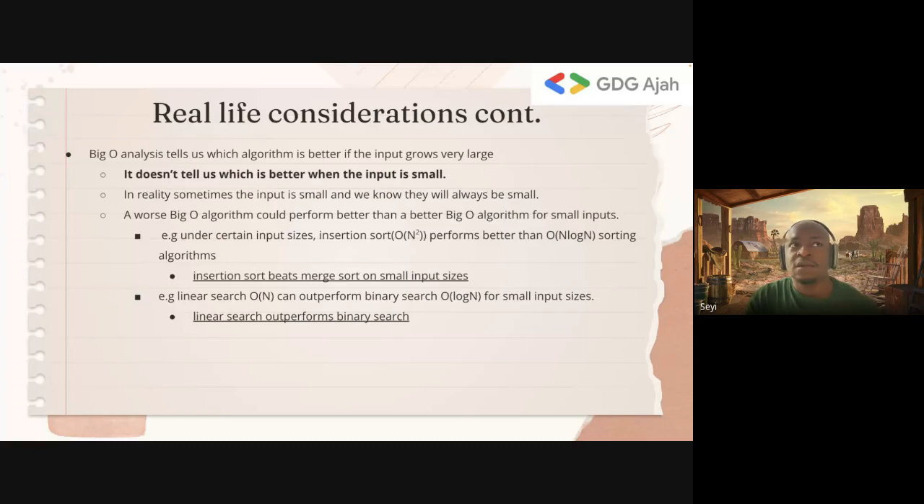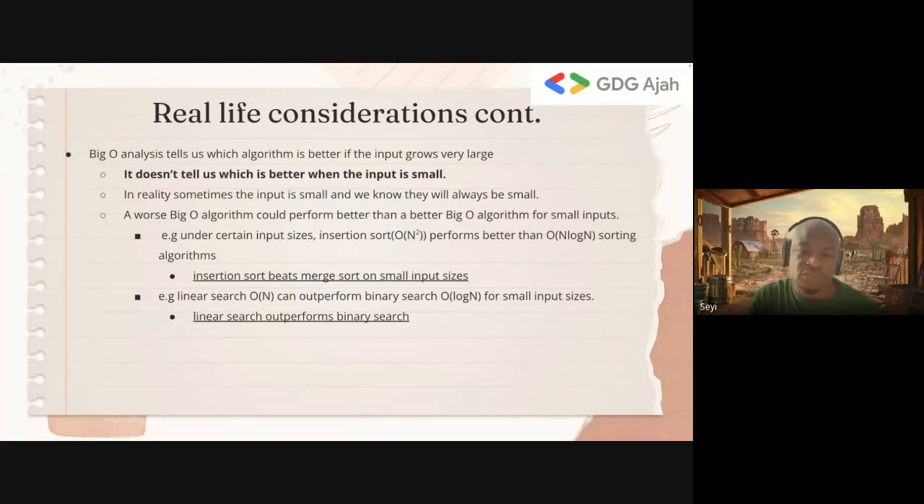The other thing is, big O tells us which algorithm is better only if the input grows very large. It doesn't tell us which is better when the input is small. Where this becomes important is that sometimes the input is always going to be small in real life, and we know they will always be small. And the key here is that a worse big O algorithm could perform better than a better big O algorithm for small inputs. For example, insertion sort beats merge sort on small inputs.